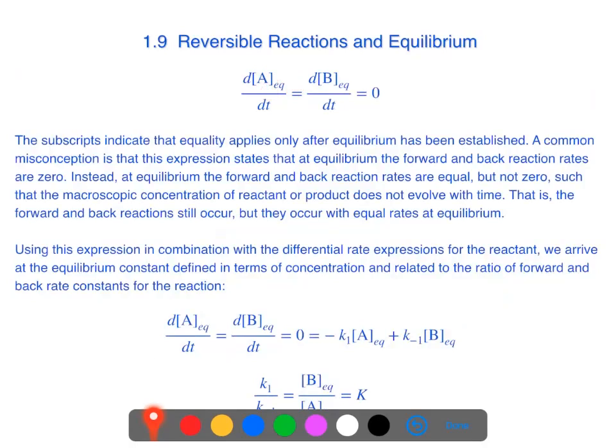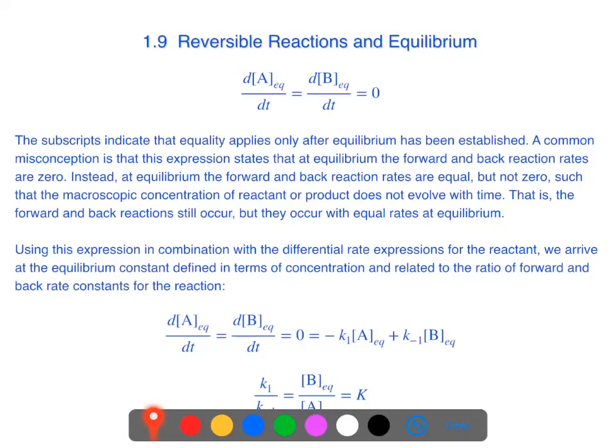A common misconception is that this expression states that at equilibrium, the forward and back reaction rates are 0. That's not true. Instead, at equilibrium, the forward and back reaction rates are equal, but not 0, such that the macroscopic concentration of reactant and product does not change with time. That is, the forward and back reactions still occur, but they occur with equal rates at equilibrium.